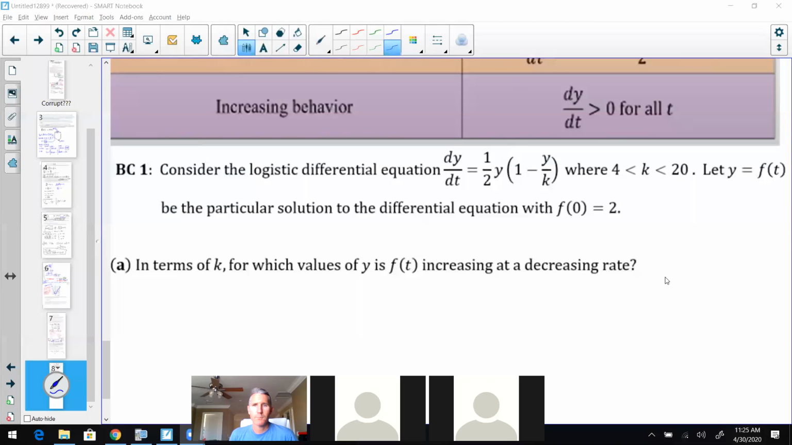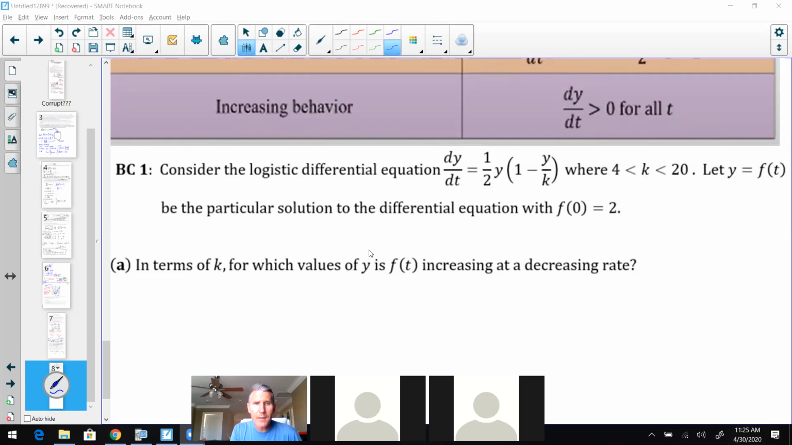From k over 2 to k, but an open interval, because it never actually equals those, because at k over 2 it's an inflection point, not actually concave down. It's one of the endpoints, so you wouldn't include it. So yeah, from k over 2 all the way through k.